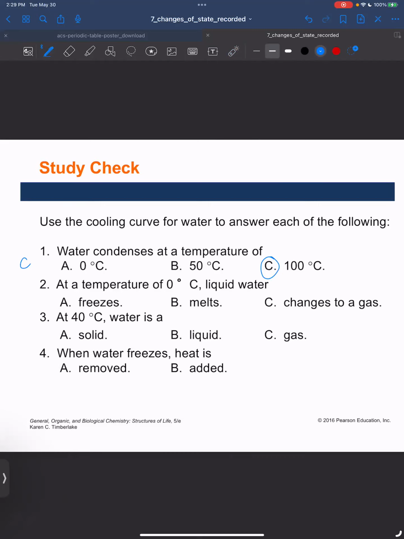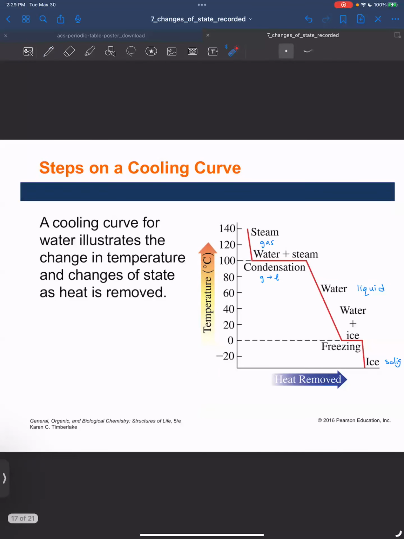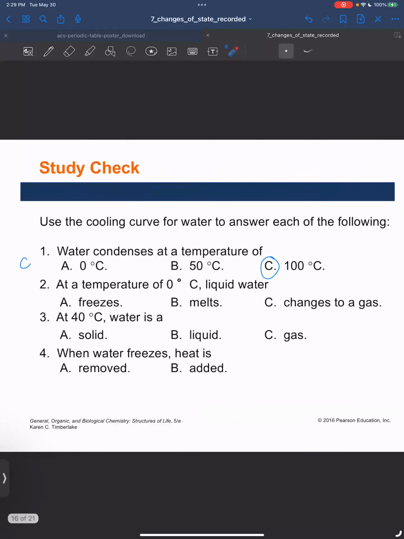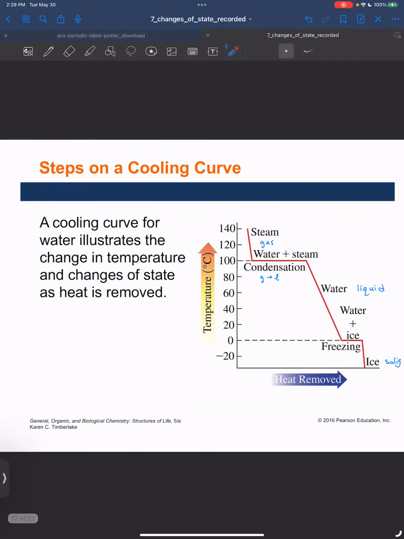At a temperature of 0 degrees Celsius, liquid water does what? So at a temperature of 0 degrees Celsius, what does liquid water do? Because it's a cooling curve, it is freezing. For the heating curve, it was doing what? It was melting. Good. So this is going to be A, freezes, for this question here. At 40 degrees Celsius, water is a... so the way we do that is we go on the y-axis, that's temperature, 40 degrees Celsius, and then we walk across until we intersect the cooling curve, and water at this temperature is a liquid.